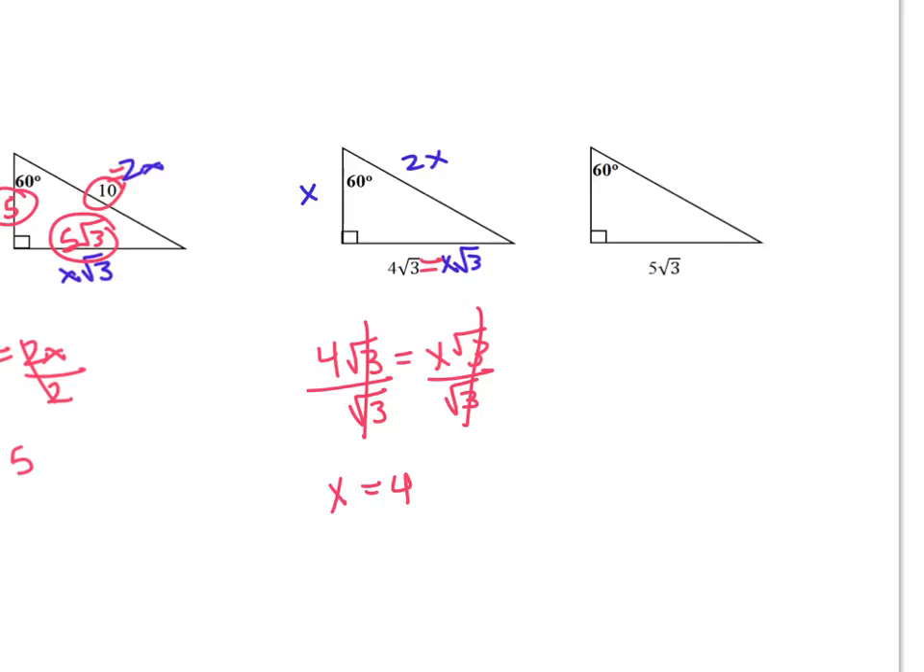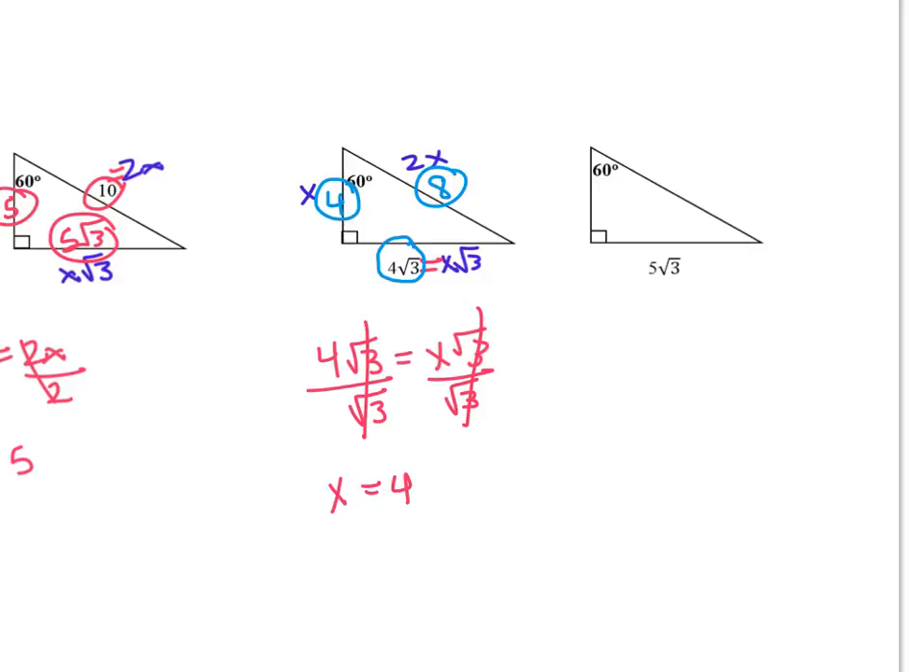Then we go around and we plug the 4 in. So the side with just an x is going to be 4, and the hypotenuse is 2 times 4, which is 8. And then this side we already knew was 4 square roots of 3. All right, let's do another one of those.